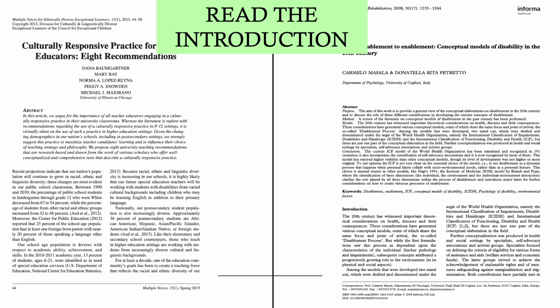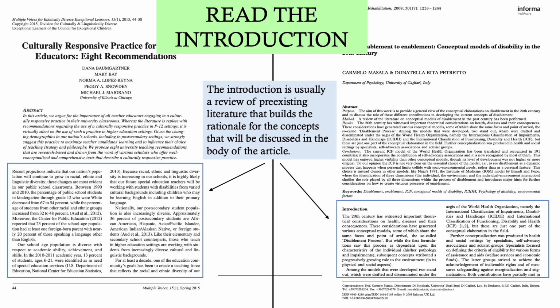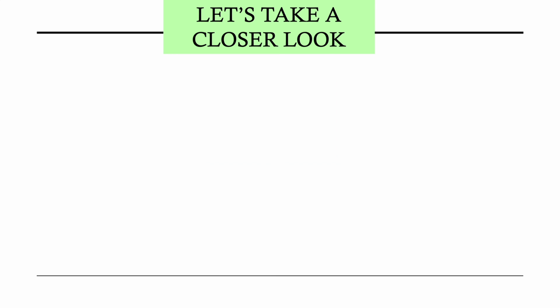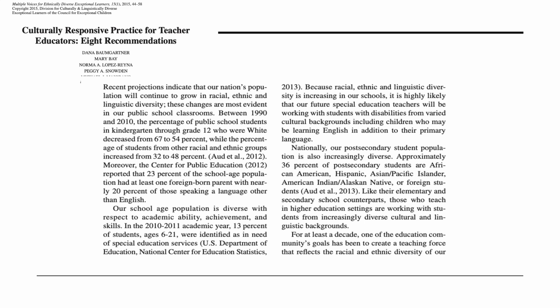The introduction consists of a review of pre-existing literature that builds upon the rationale or concepts that will be discussed in the body of the article. Taking a closer look, for example, we're going to use the Culturally Responsive Practice for Teacher Educators article from the title. We were able to tell that they are going to talk about culturally responsive practices and their recommendations for post-secondary teachers. In the introduction, in this case, it is building rationale using research that supports their idea for the use of culturally responsive practices.